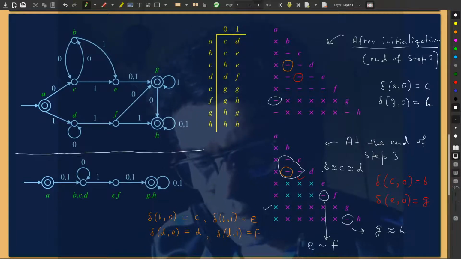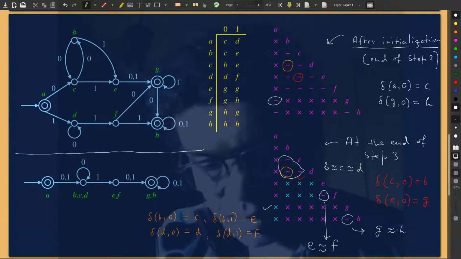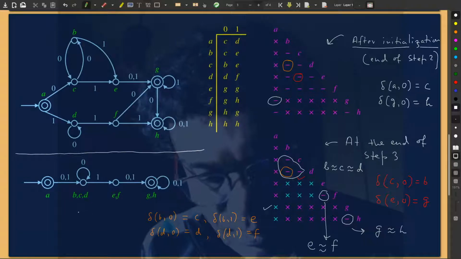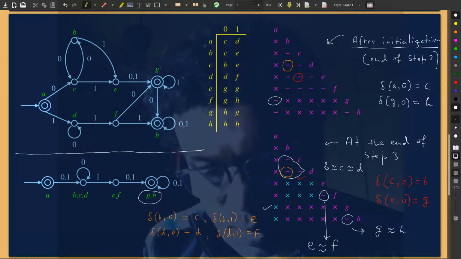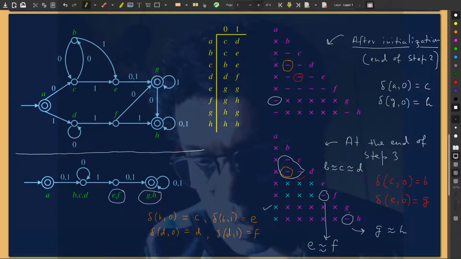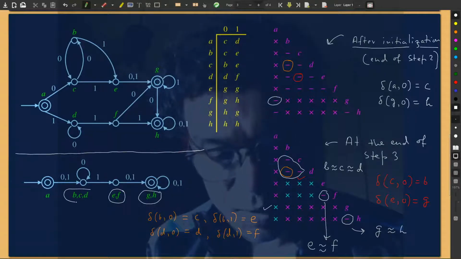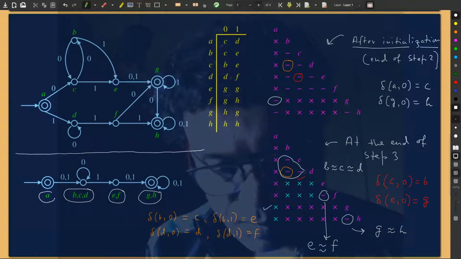So the idea is that I can now club together these three states B, C, D. I can also club together E and F. I can also club together G and H. So if I do so, this DFA results. G and H are clubbed together, E and F are clubbed together. And here you see B, C, D are all equivalent to one another, so I have clubbed them together. And A is definitely not equivalent to any other state, so it will stay.